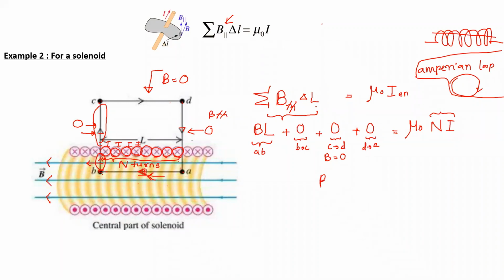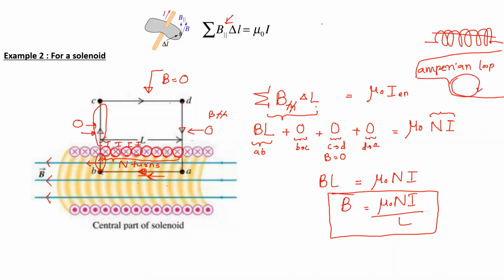Okay, so if I simplify this, I get BL is equal to mu naught N I. B is mu naught N I over L. So this is the equation we used last time for the solenoid. So these two examples, current carrying wire and the solenoid, those are like theory. You have to know them. You should be able to derive this. These two are the two examples in your textbook.